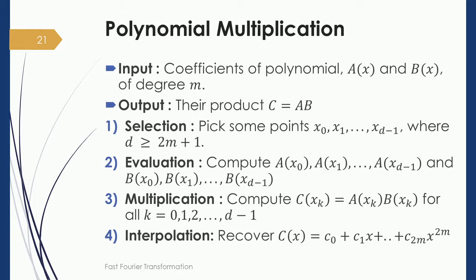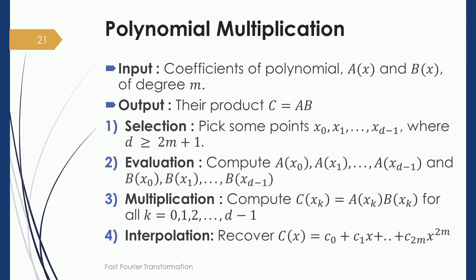And once we have the point value representation, computing the multiplication becomes straightforward. We simply multiply them to get C of x sub k, we simply multiply A of x sub k times B of x sub k. Okay. And once we have performed these at most d multiplications, we have to recover C of x in the coefficient representation, and this will require an interpolation.